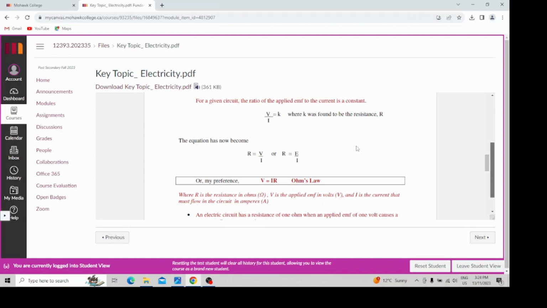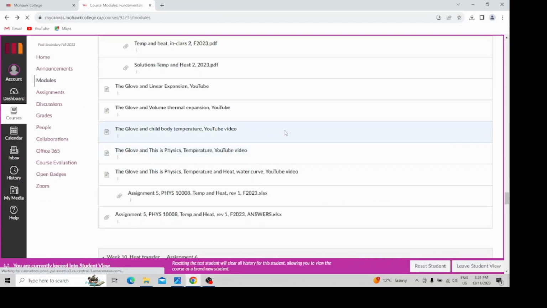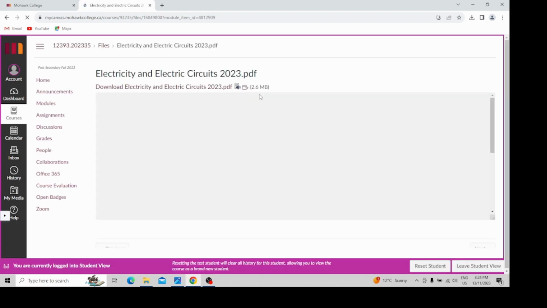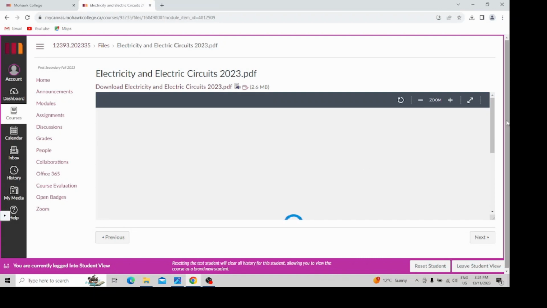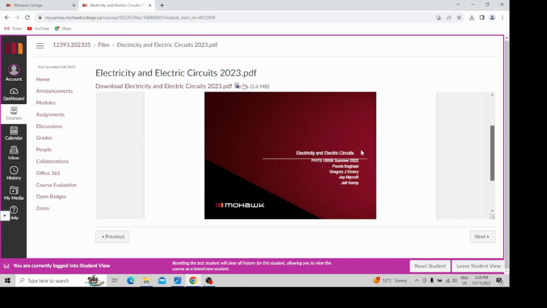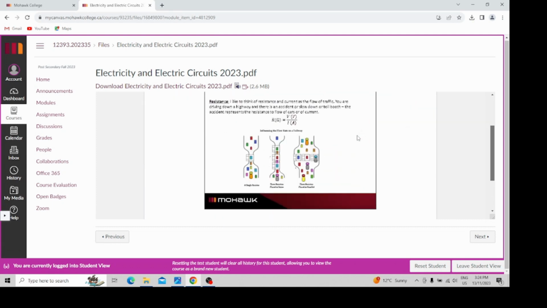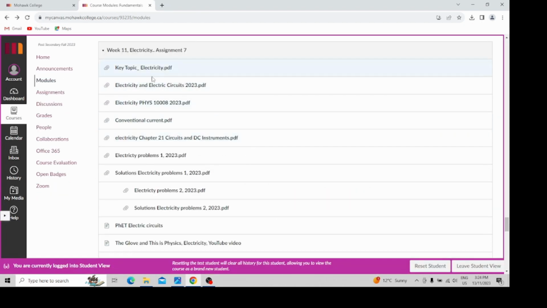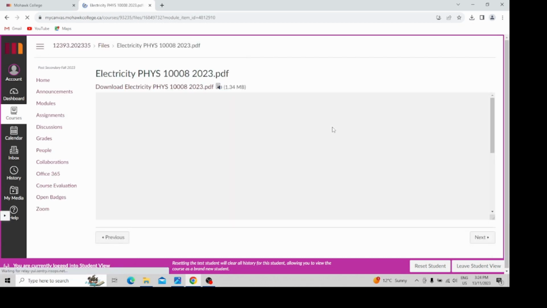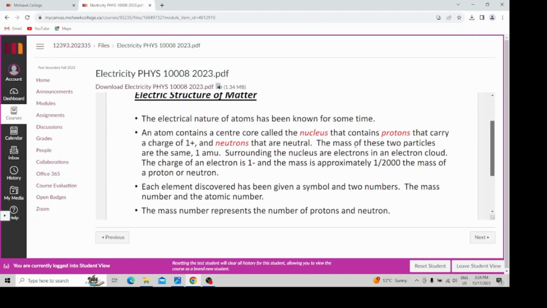Let's go back and see what else I have posted. So this is a PowerPoint, electricity and electric circuits. You can view this at your leisure. There's a lot of information in here. I'll leave that for you. And there is another PowerPoint for FIS 10008. Again, I will leave this for you to review. Lots and lots of information in here as well.